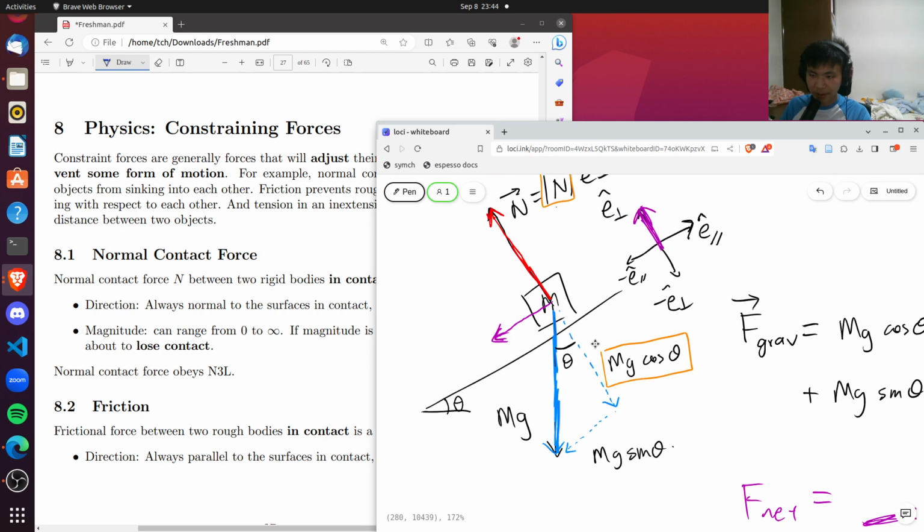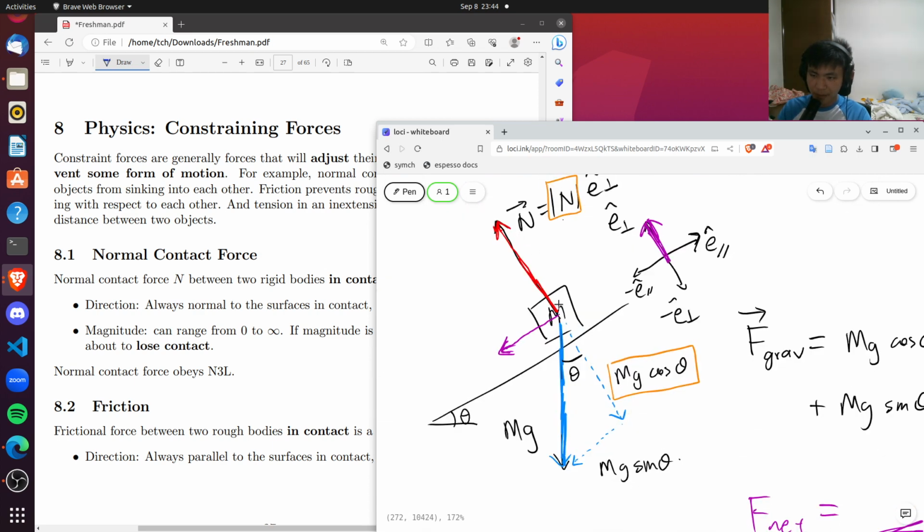Another way to see this is to look at the dotted line over here, the perpendicular components, the perpendicular forces. There's only two contributing vectors. One is this red vector, and one is this dotted blue vector. The magnitude of the red vector is N, and the magnitude of this dotted blue vector is mg cosine theta.